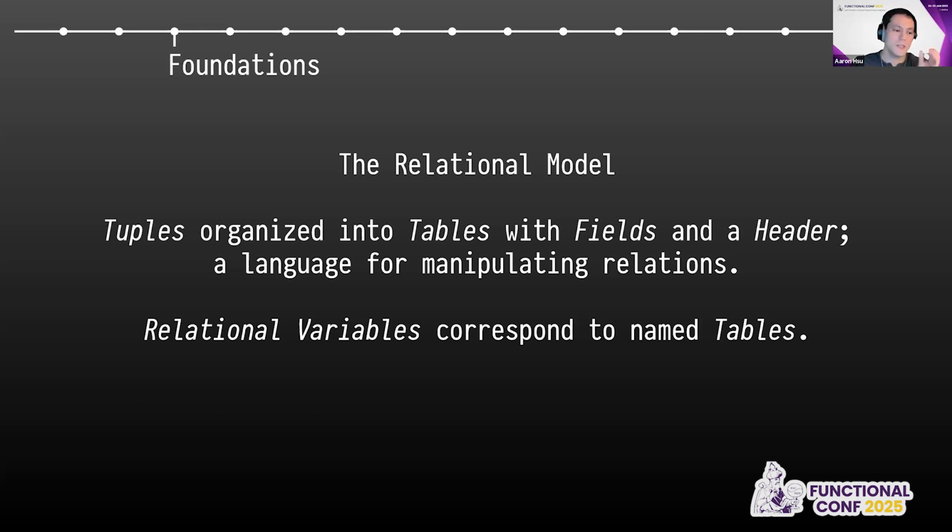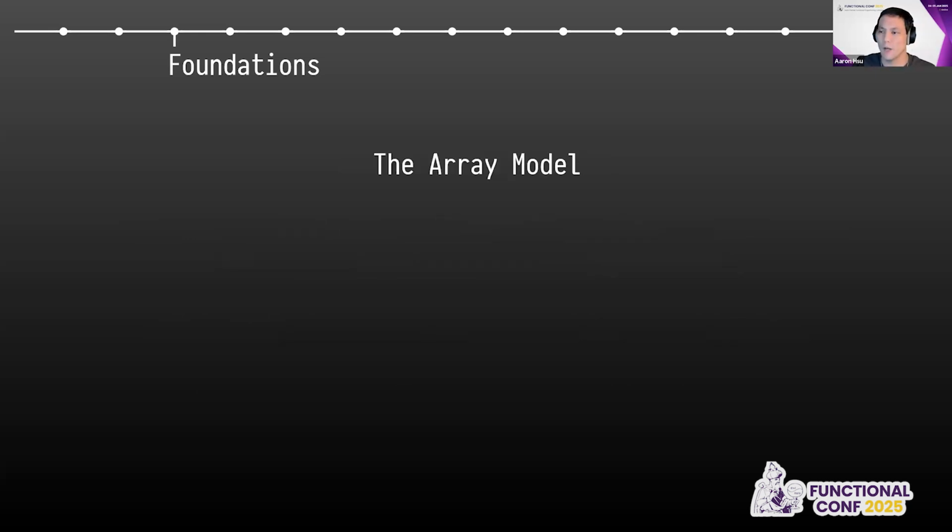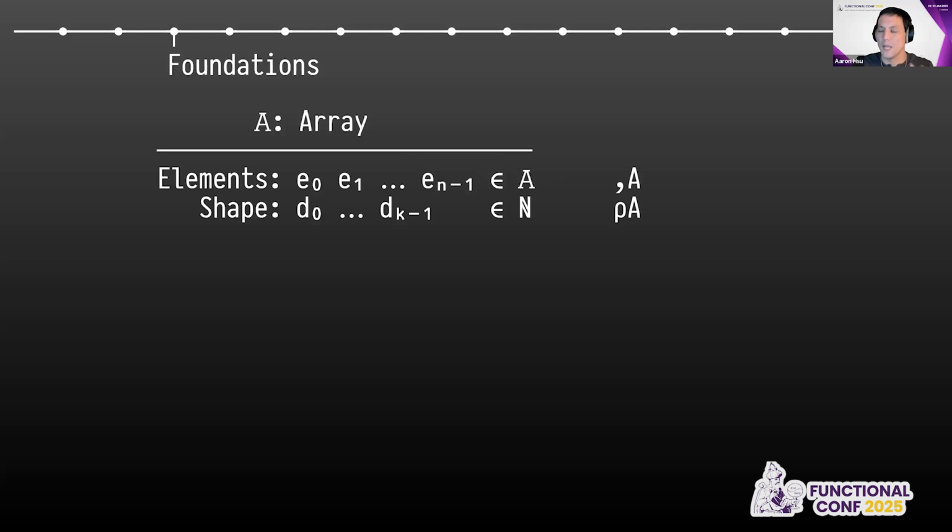And it just so happens that APL is an excellent extended relational algebra for working in the relational model. So if we take the relational model and add on to it the array model, we get the core foundation that we want to work with. The array model, we're not going to talk about in detail, but the basic structure is that an array is composed of elements and a shape. And the elements are arranged in this shape in some fashion.